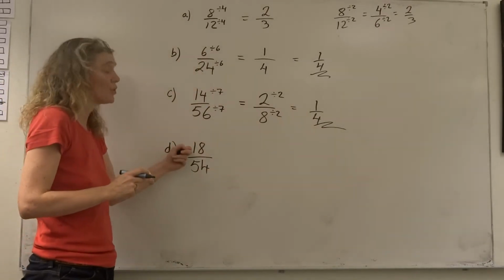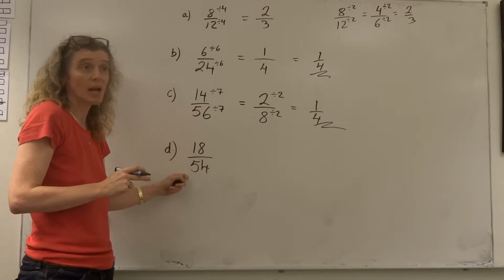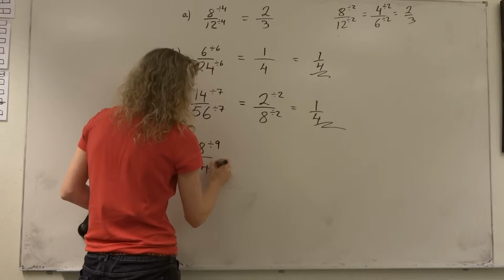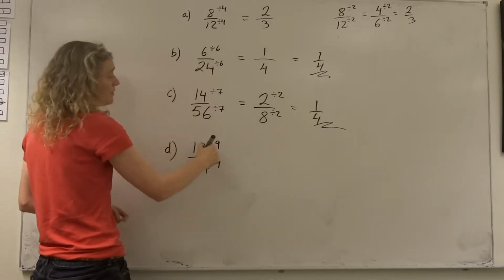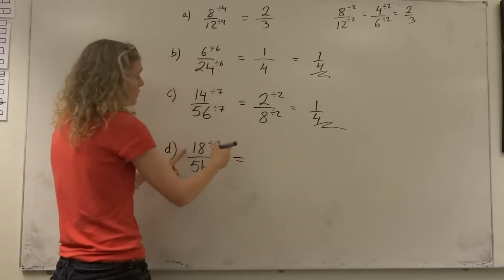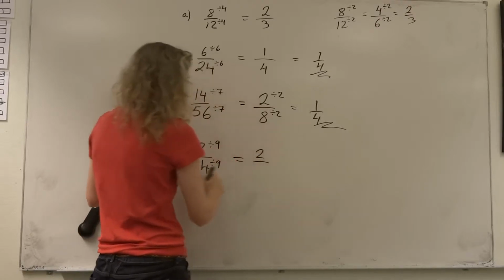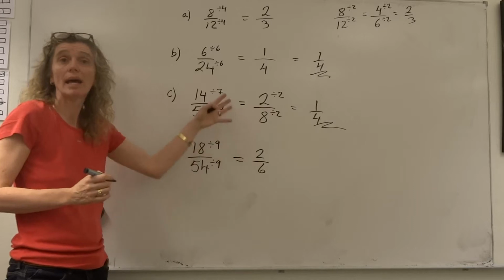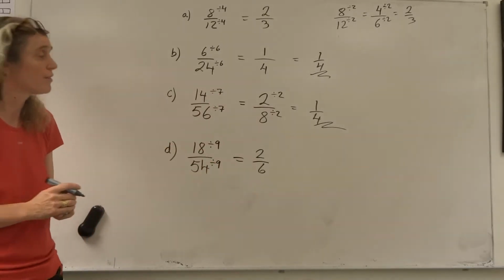18/54, well, 2 9s are 18. 6 9s are 54, so we can divide top and bottom here by 9. 18 divided by 9, divide the numerator by 9, we get 2. Divide the denominator by 9, we get 6. Again, we're not allowed to finish here because it's not the most simplified form.